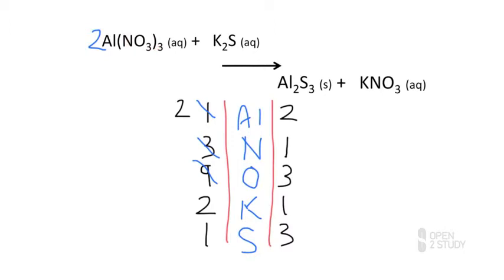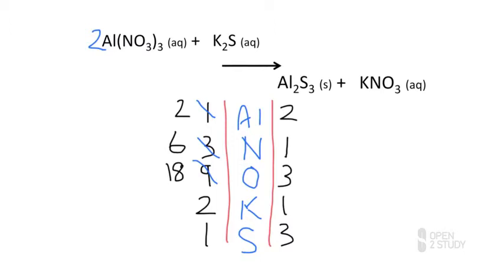So my nitrogen has now increased. Instead of having just 3, it's doubled. I now have 6. And the same with my oxygen. If I had 9 before, I will now have 3 times 3, which is 9. If I've got 2 of them, that's a total of 18. So that's the first change we've made here.